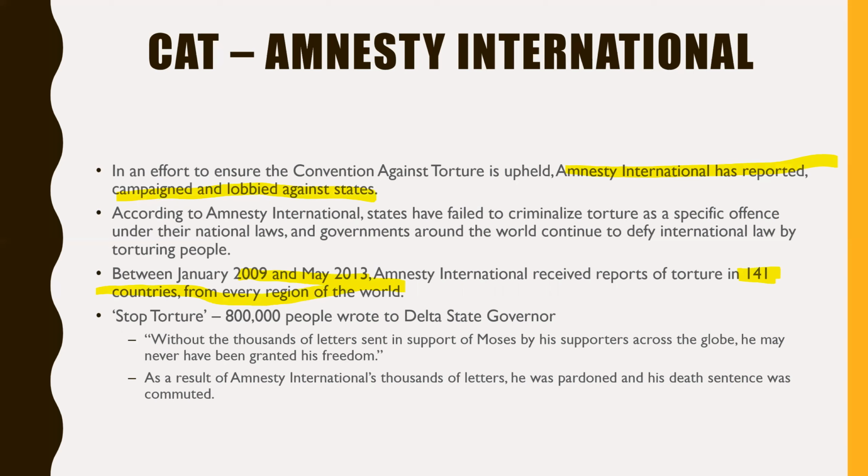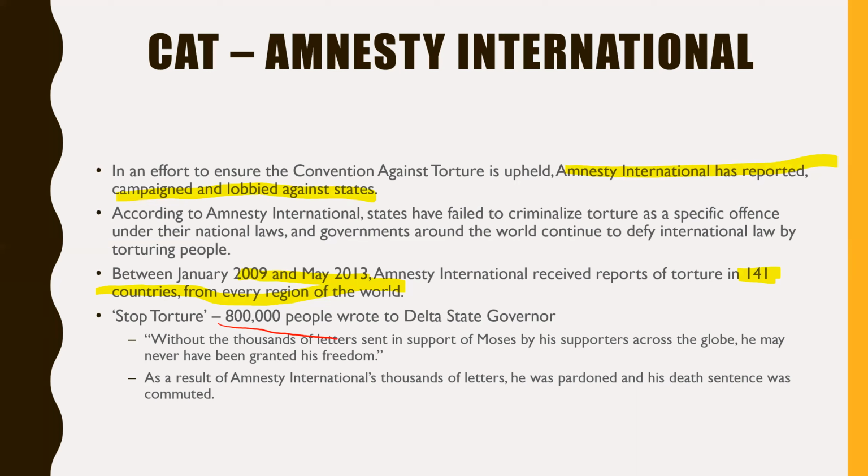Amnesty International also do checks in detention centers and monitoring of investigations. So they are there to witness and make sure that people aren't being tortured. And as we saw with the Convention Against Torture, in the optional protocol, there is a chance for states to have an independent body to investigate torture, and this would be Amnesty International. They were actually successful in stopping and ending torture, and this was in their Stop Torture campaign, where over 800,000 people wrote to the Delta State governor, so in Nigeria.